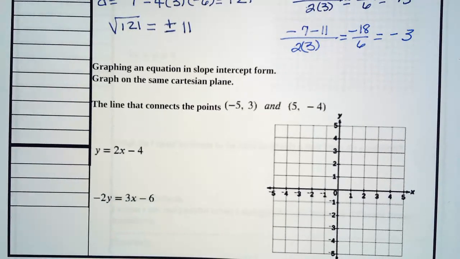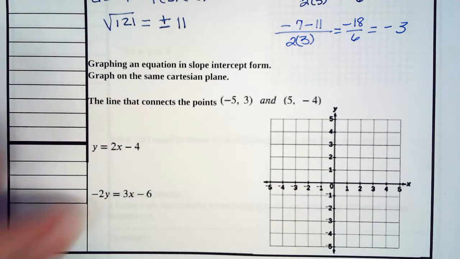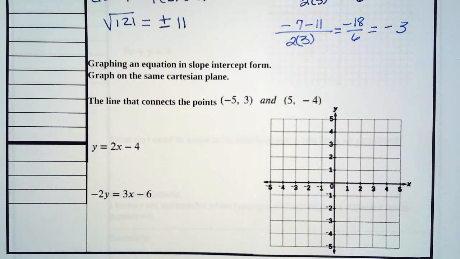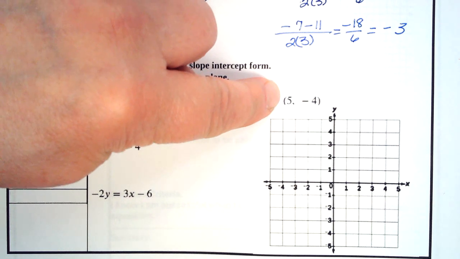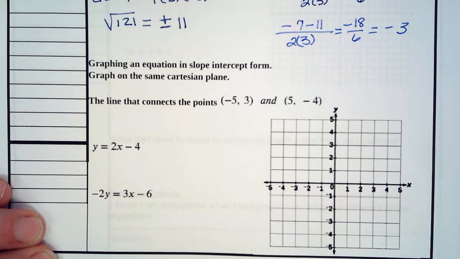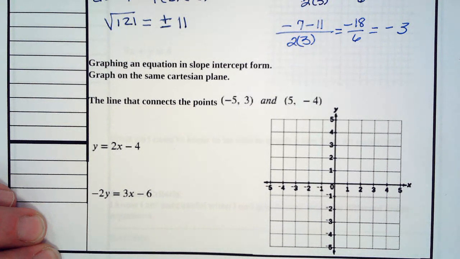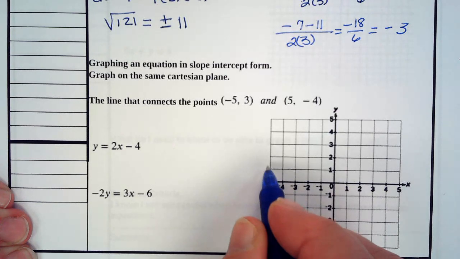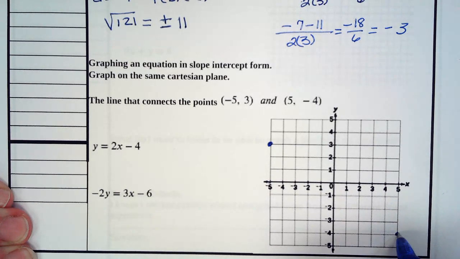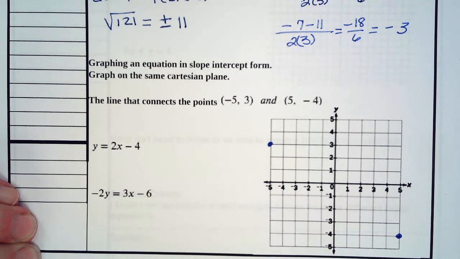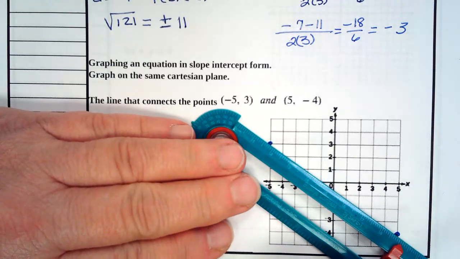Okay, do you remember how to graph? We're going to graph all three of these on the same Cartesian plane. Pause the video and identify the point -5, 3 and the point 5, -4 on your Cartesian plane. -5, +3 is right here. +5, -4 is right here. And we're going to draw that line through both of them.